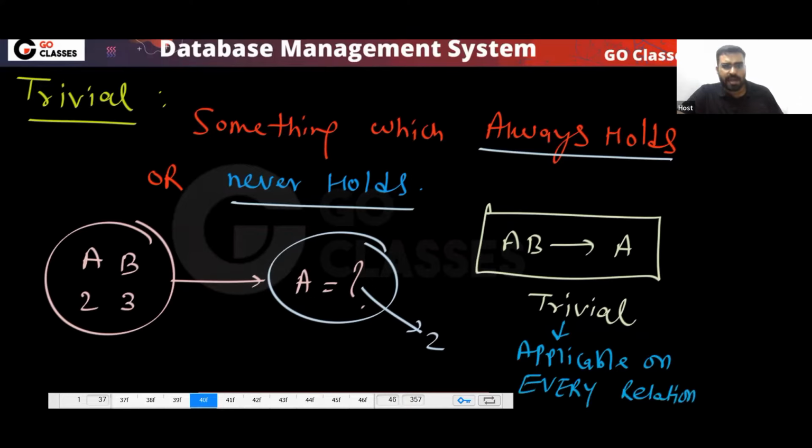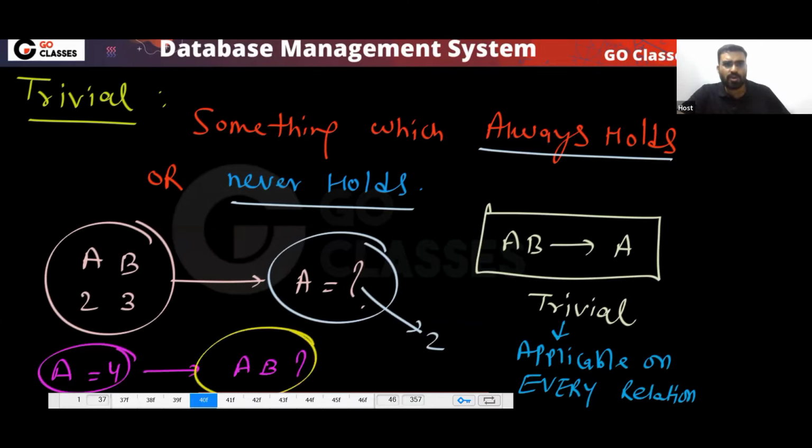Yes or no? In every relation, if you have the value of AB, then you can determine the value of A. What about this? If I give you the value of A, then can you find out the value of AB? You need more information, right? So this is not trivial. So this is non-trivial.